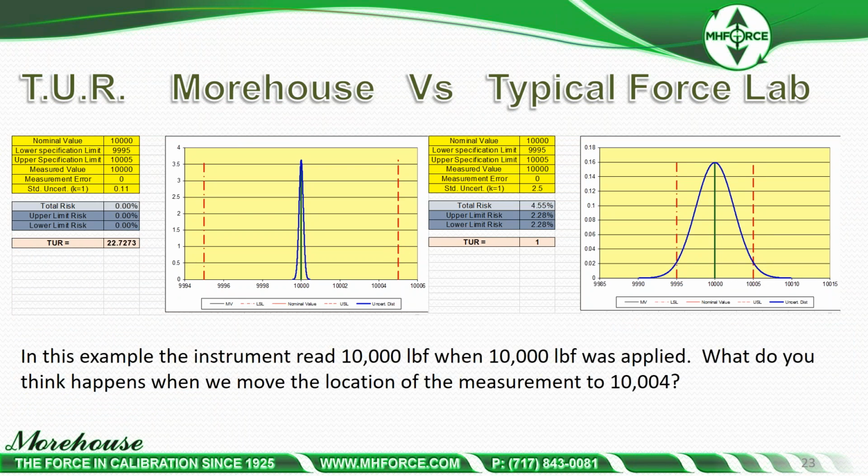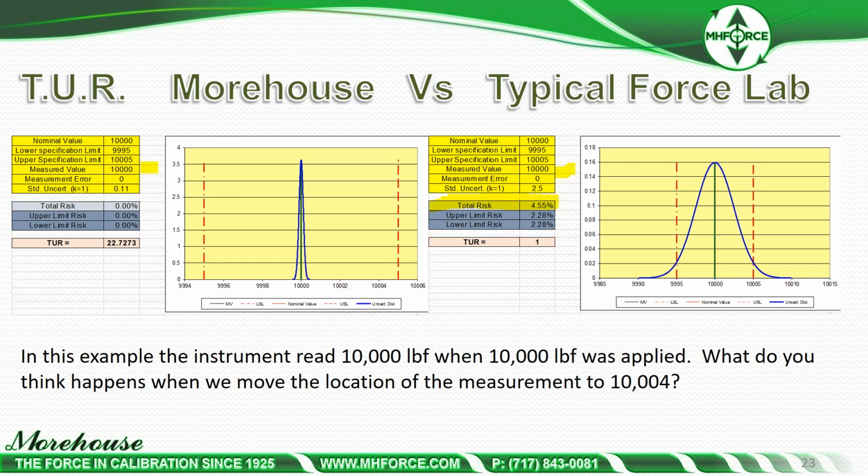In this example, graphically, the instrument read 10,000 pounds when 10,000 pounds was applied. That's up here if you're looking; you can follow this measured value up here. We applied 10,000, it read 10,000. For a 1-to-1 TUR, the risk is greater than 4%. It's telling me a 1-to-1 TUR in this scenario is not good enough, that I need a better calibration provider than a lab that can do 0.5. Maybe I only need a lab that can do 0.4 to get that in. So we have to look at this in greater detail.